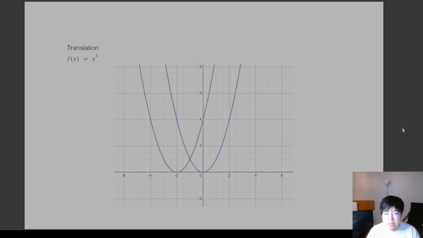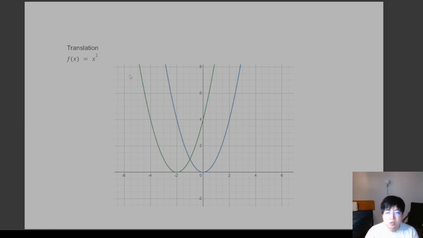Hello, in this video, we're going to learn how the transformation of functions work. So the first transformation is we are going to change how the function looks: narrower, wider, or shift it to the left, right, up or down, something like that.